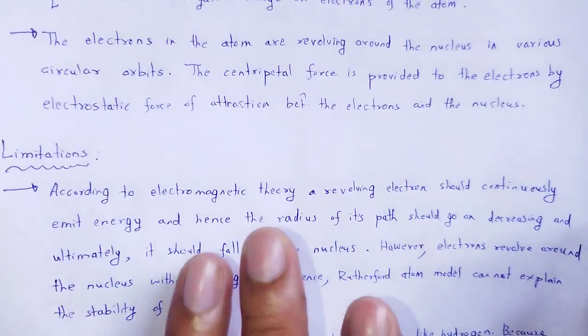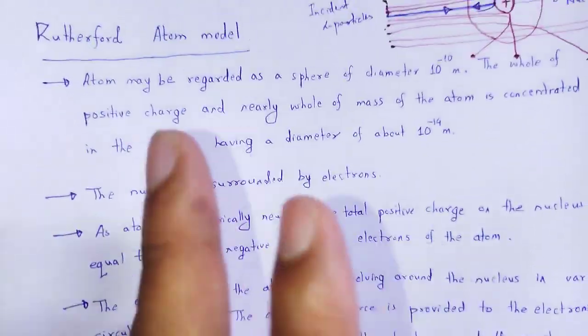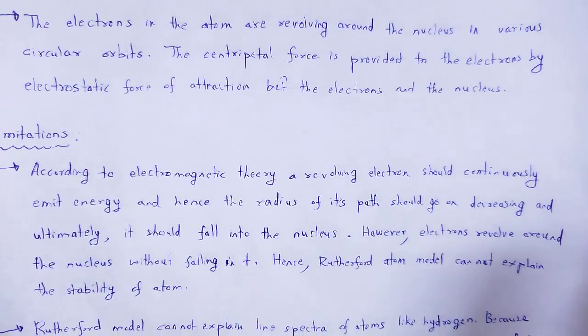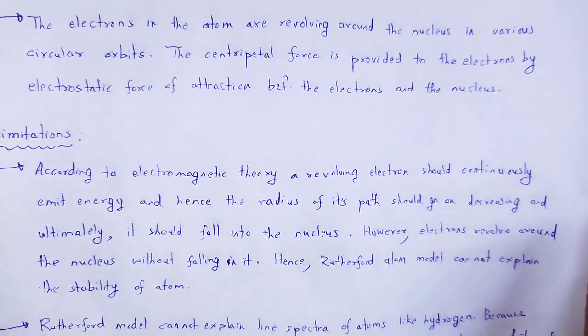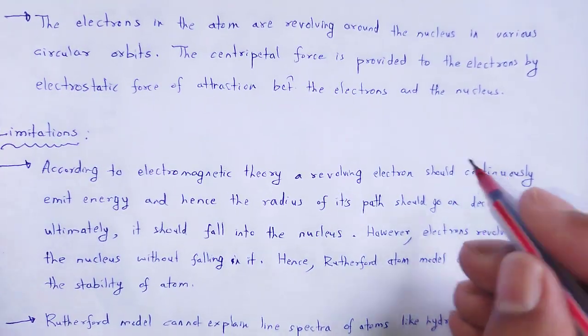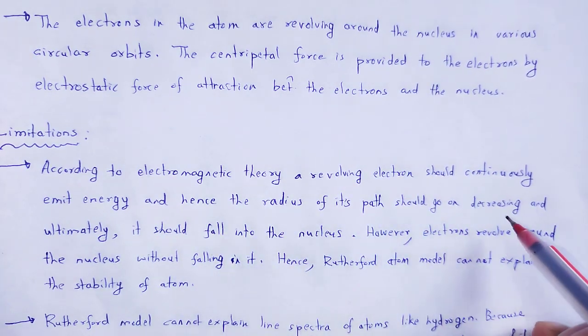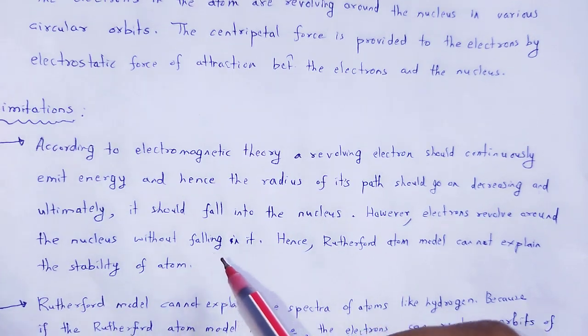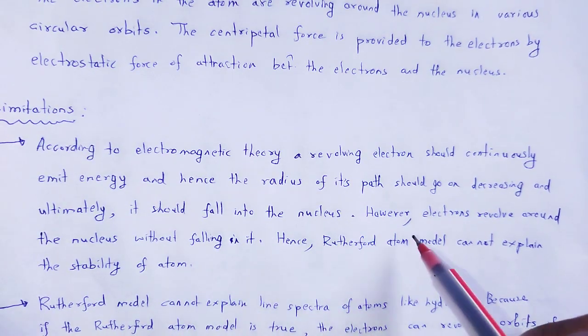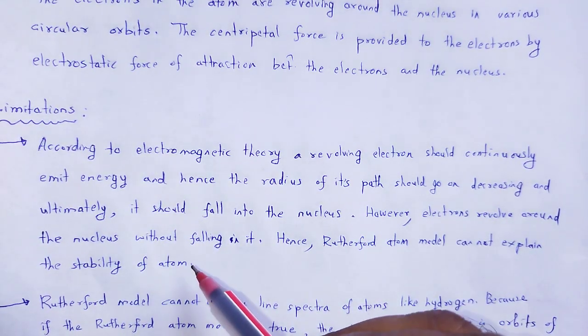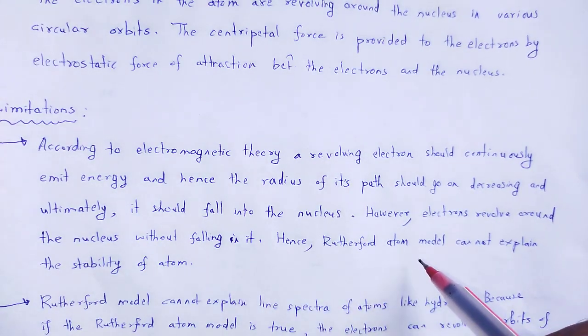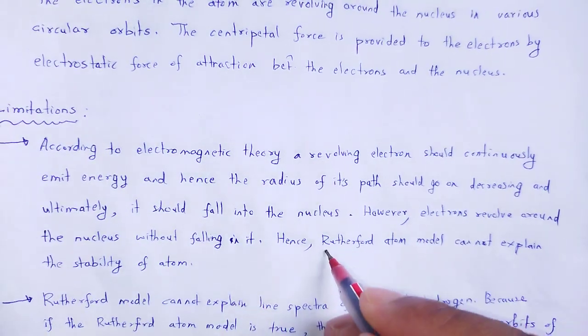Next, what are the limitations of Rutherford's atomic model? According to electromagnetic theory, a revolving electron should continuously emit energy, and hence the radius of its path should go on decreasing. Ultimately, it should fall into the nucleus. However, electrons revolve around the nucleus without falling in it. Hence, the Rutherford atomic model cannot explain the stability of the atom.